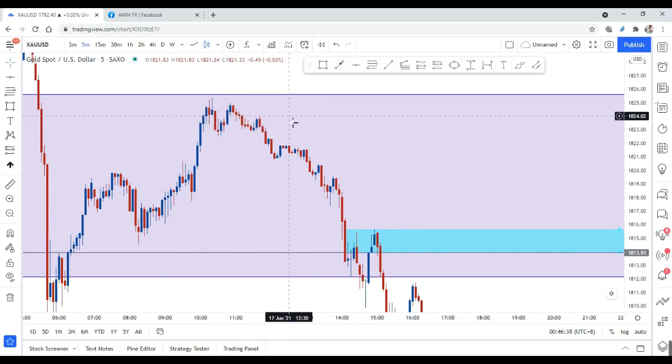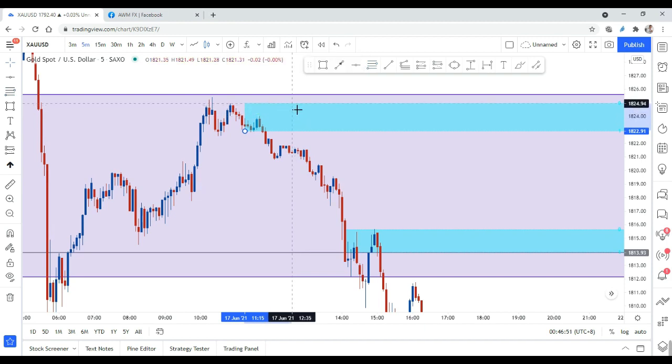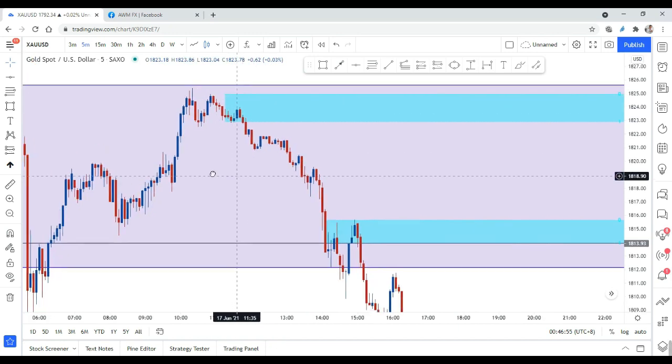It should be around here. However, due to my experience, sometimes it might spike and then hit us. So I place it around this area. All right, this is what we call the structure high.